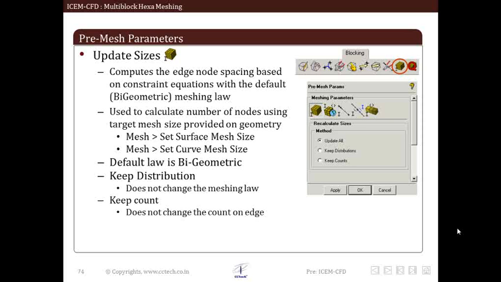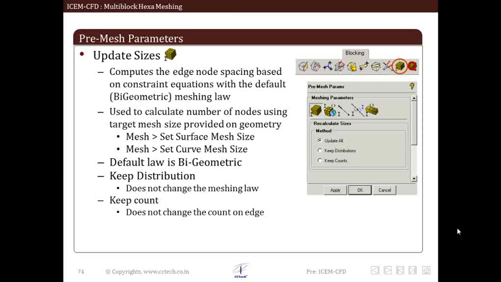You can adjust the number of nodes on each edge based on global surface mesh size or curve mesh size, and then by default each edge will follow bigeometric geometry law. This option allows us a quick approach to preview mesh without putting much effort. Once final blocking topology is done, we go to Mesh in Functional tab, then to Global Mesh Setup and specify mesh size and say Apply. Then we go on to Update Sizes and enable Update All.